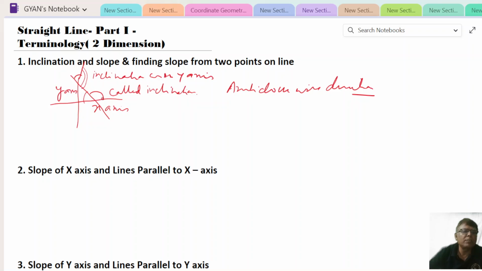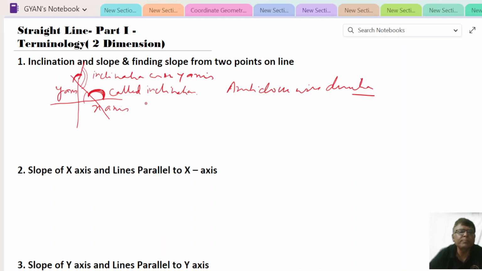So what is the anti-clockwise? This is the anti-clockwise direction. This is also anti-clockwise direction. From the y-axis, it is anti-clockwise direction. So if nothing is given, then you take anti-clockwise direction from the x-axis or y-axis, whichever is given. So this is the inclination.